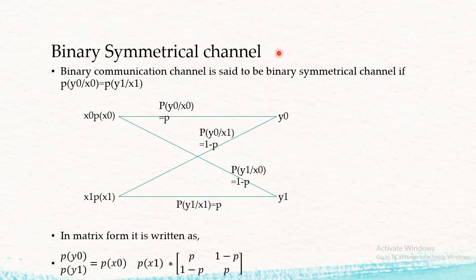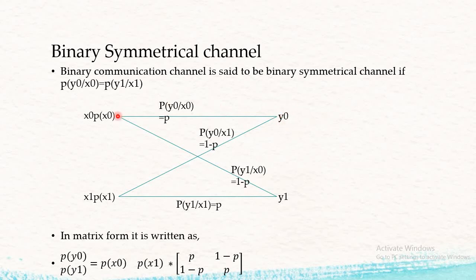Next is the binary symmetrical channel. Now a binary communication channel is said to be a binary symmetrical channel if the probability of y0 by x1 is equal to the probability of y1 by x0. So here the probability of y0 by x1 is replaced by p and the probability of y1 by x0 is replaced by p. Now we know one thing is very important, that the total probability of the received signal is always equal to 1.